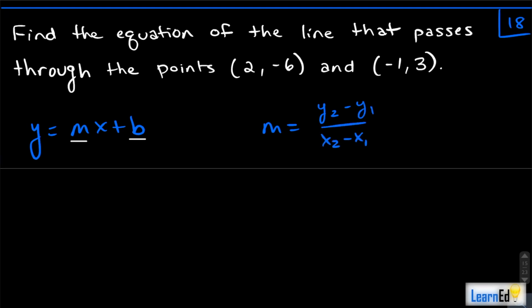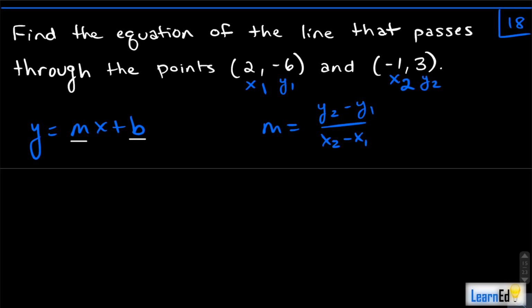In other words, it's the change in y over the change in x. So what do the 2 and the 1 mean? Well, we just have two separate points. We'll call this one 1 and we'll call this one 2. This is going to be x1 and y1, and this will be x2 and y2.